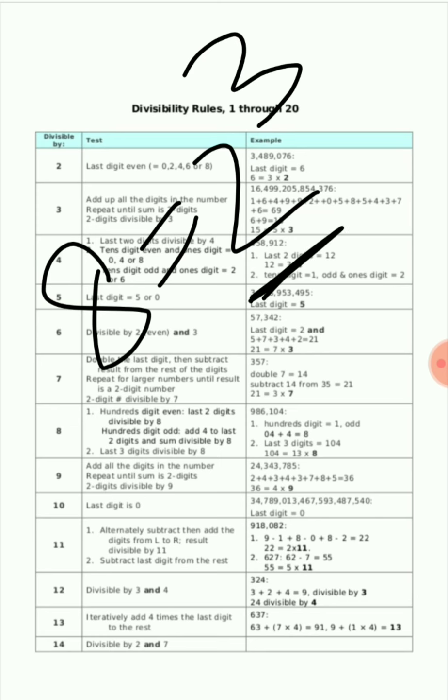Now we check the last 3 digits of the given number. If the number formed by the last 3 digits of the given number is divisible by 8, then the whole number is divisible by 8.